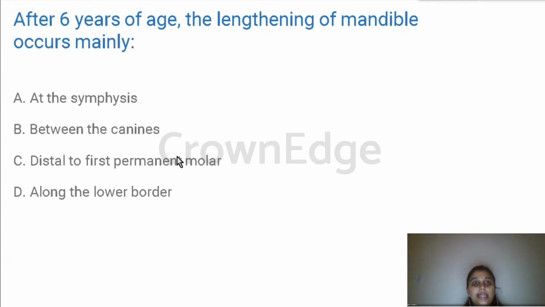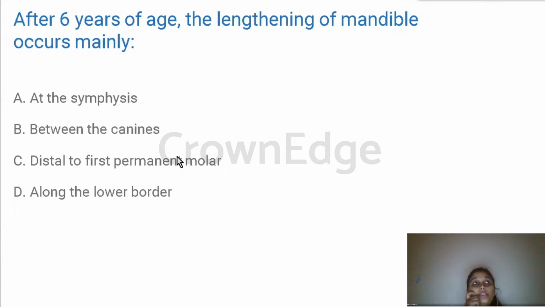After 6 years of age, lengthening of the mandible occurs mainly at, after 6 years of age, lengthening of the mandible occurs mainly at the symphysis. Symphysis is this part of the region. After 6 years, between the canines, distal to the permanent molar. I'm talking about the mandible. Okay, so it is distal to the first permanent molar.